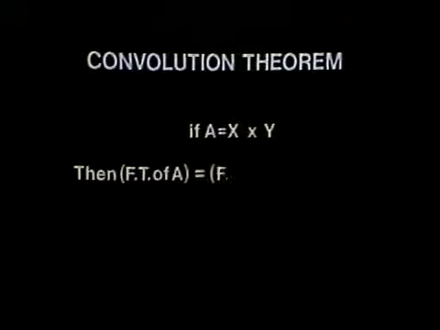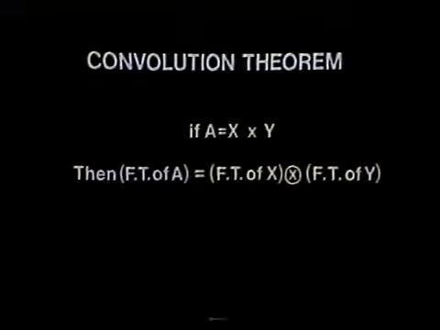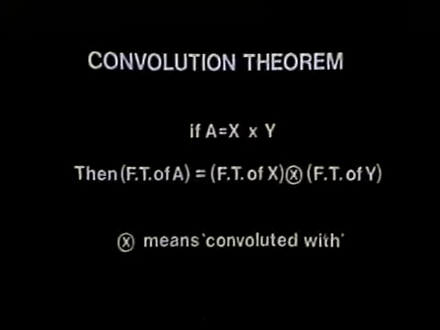What it says is that if we have a function A, which is equal to x times y, then the Fourier transform of A is equal to the Fourier transform of x convoluted with the Fourier transform of y. That funny symbol there, that cross with the circle around it, means convoluted with.